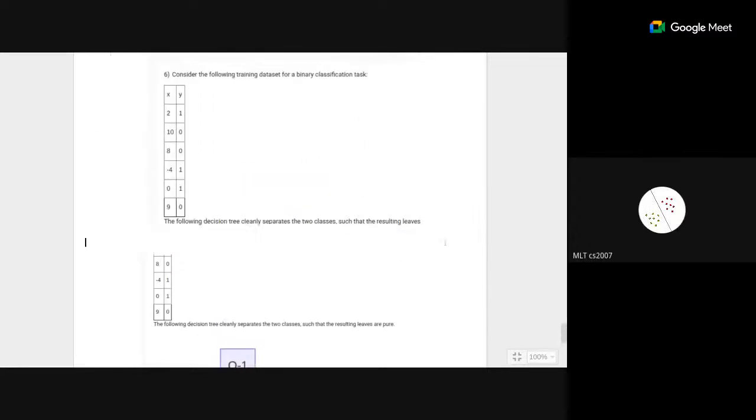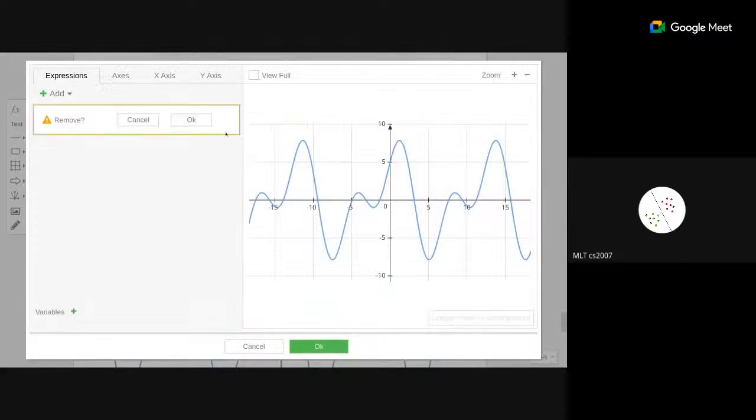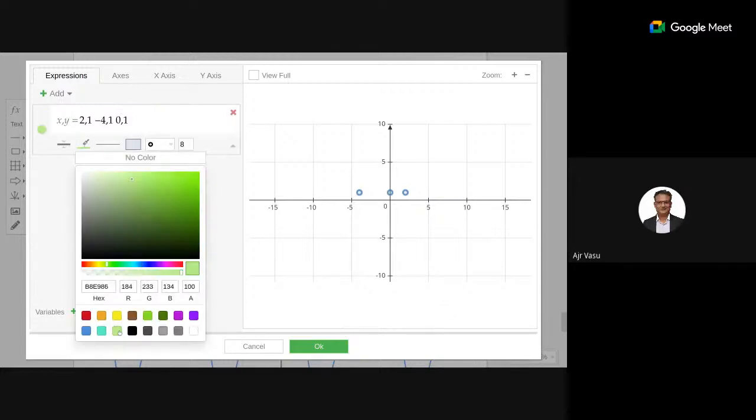So let's plot them here itself. What are the points? Can you tell me what the points are? 2, 1. 10, 0. Let's do all the ones first. 2, 1. Okay, -4, 1. 0, 1. So these are all positive class. Now 10, 0.